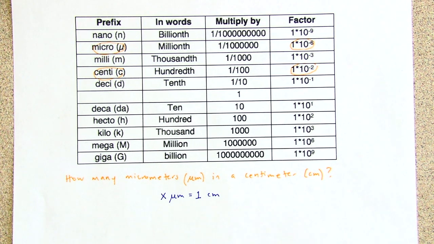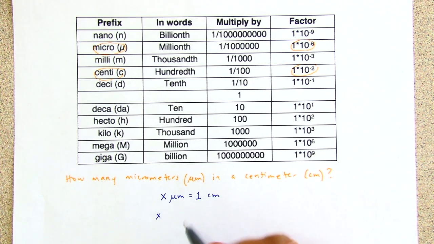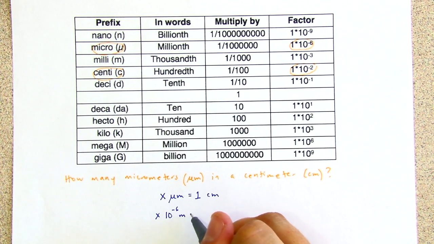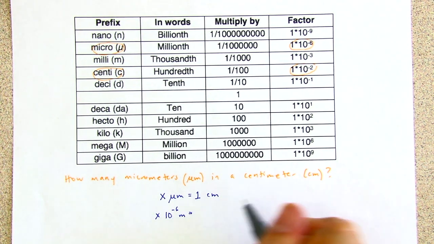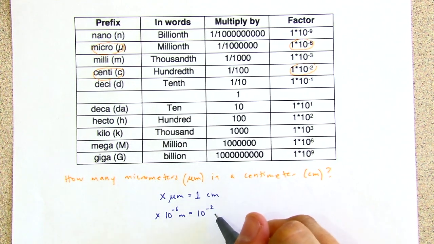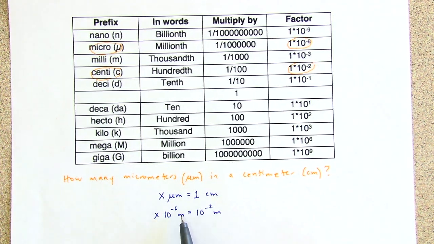And if we know the powers of 10 that correspond to these, we can just replace. Micrometer is 10 to the negative 6 meters, and centimeter, 1 centimeter, so we don't have to write the 1 again, 10 to the negative 2 meters. Do you see how that's equivalent? So 1 micrometer is 10 to the negative 6 meters, 1 centimeter, 10 to the negative 2 meters. And then we can just treat this like it's algebra.